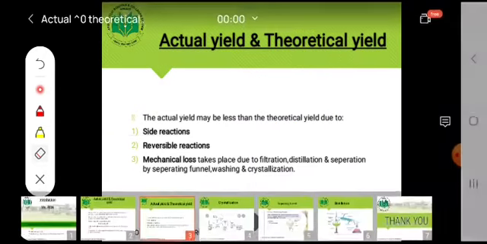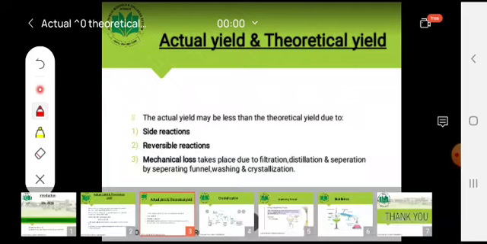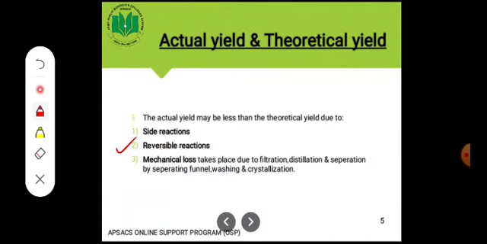The second reason, students, may be that some reversible reactions may take place. In reversible reactions, the reactants are converted into products, and after some time the products are converted back into the reactants. So due to these reversible reactions, we may not get the actual amount of product. So in that case also, the actual yield is less than the theoretical yield.